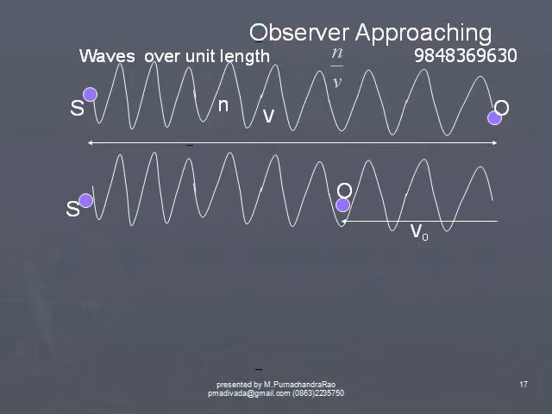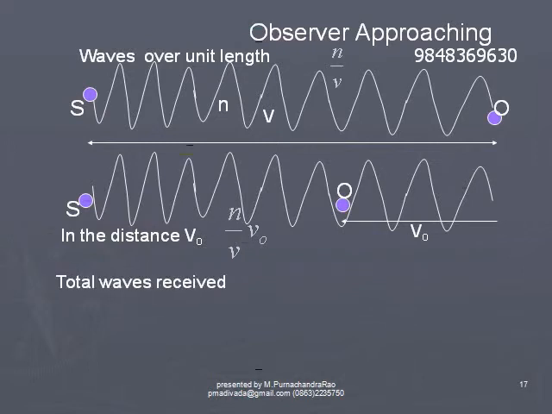The number of waves situated over this distance v naught is n by v into v naught, because n by v is the number of waves situated in unit length. So in a length v naught, the number of waves situated is n by v into v naught.